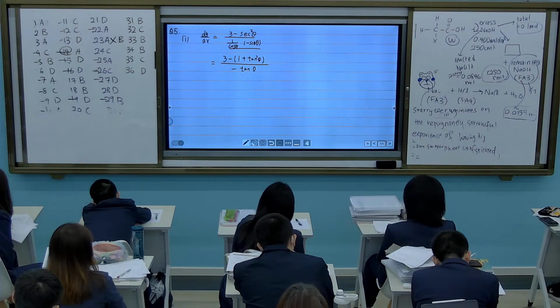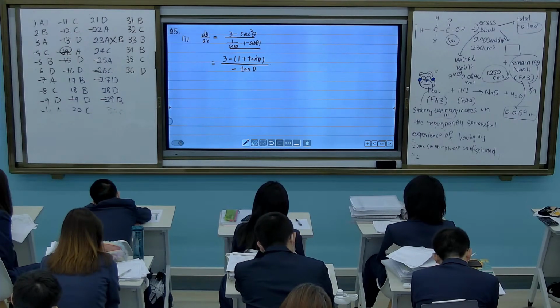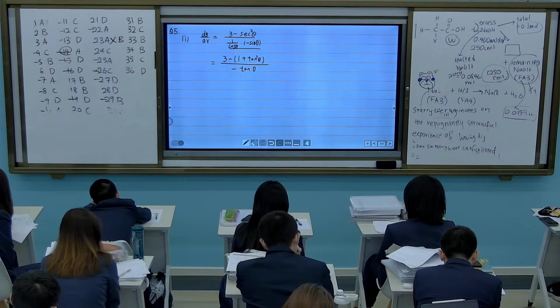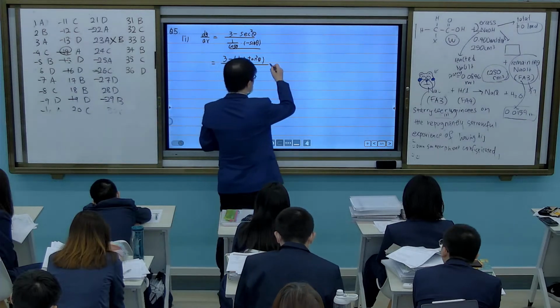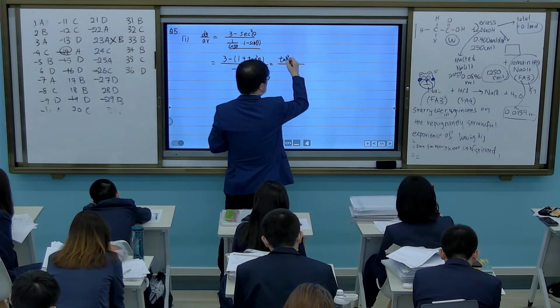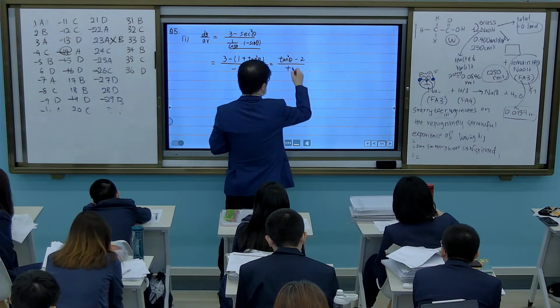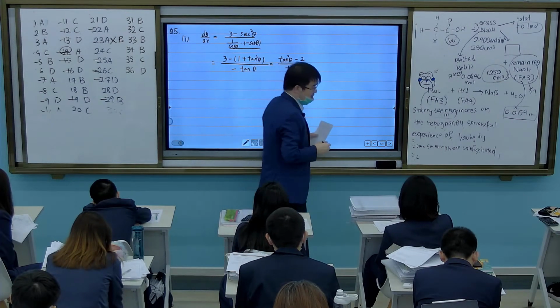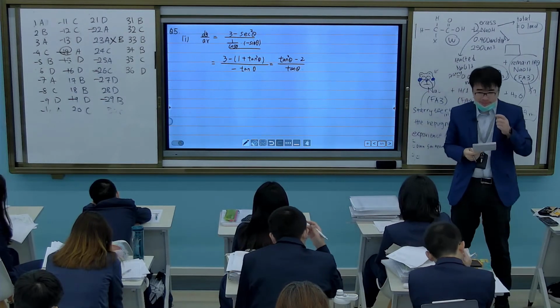So what is the final answer after combining the two constants? I mean the expression: tangent theta squared minus 2 divided by tangent theta. So this is the answer for part 1.